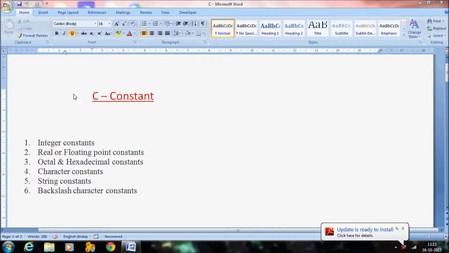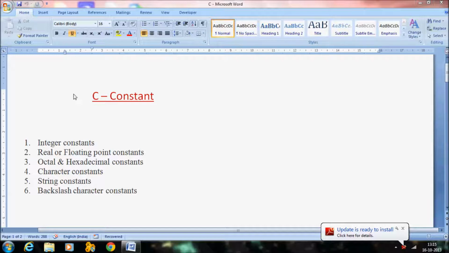So it is also called a literal. It cannot be modified by the program. It will be constant throughout the program. And they may belong to any one of the data types. It may be an integer, character, string, or a floating point. And there are 6 types of C constants available in a C program.